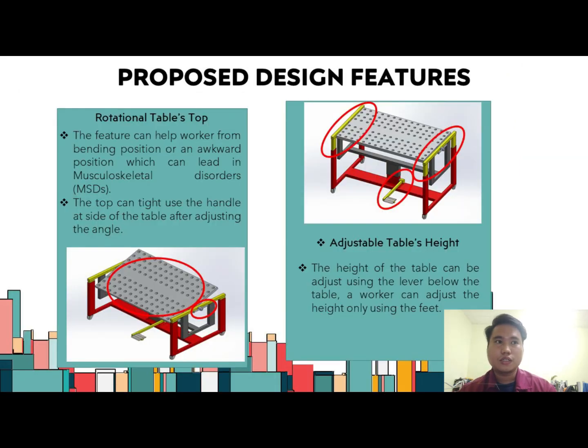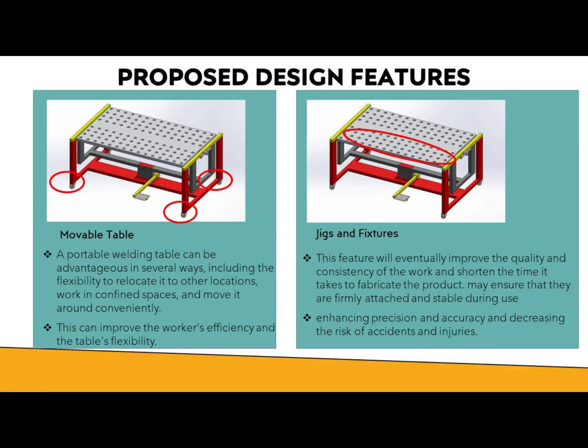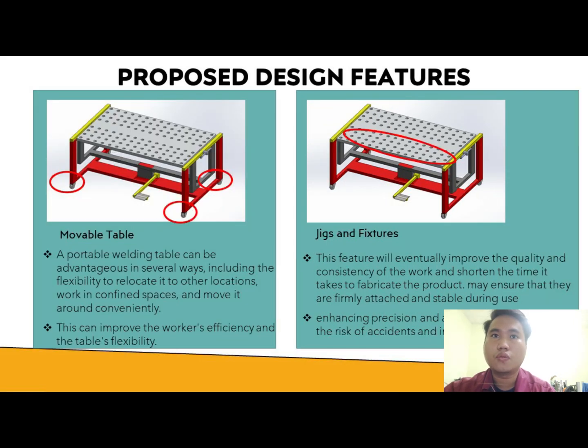For the proposed design features, the first one is the rotational table top. This feature can help workers avoid a bending position or an awkward position, which can lead to MSD. The top can be tied using the handle at the side of the table after adjusting the angle. And the second, adjustable table height. The height of the table can be adjusted using the lever below the table. A worker can adjust the height using only the feet. Third, the table can be moved by using the rollers at the bottom of the table.